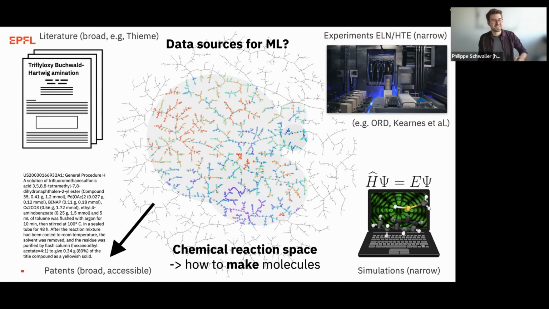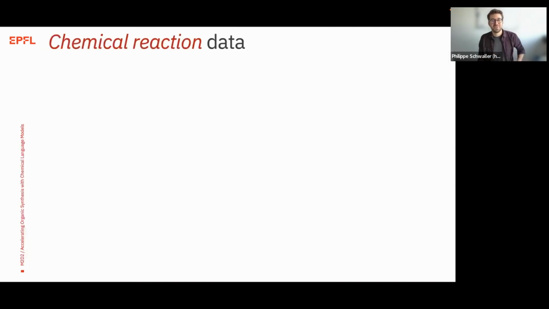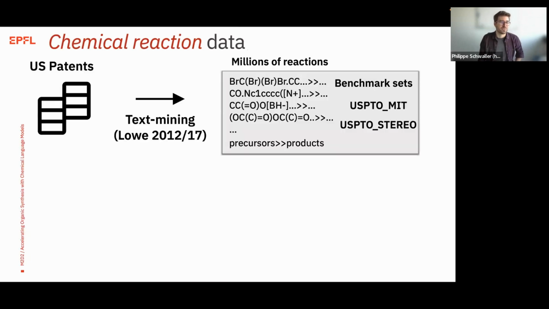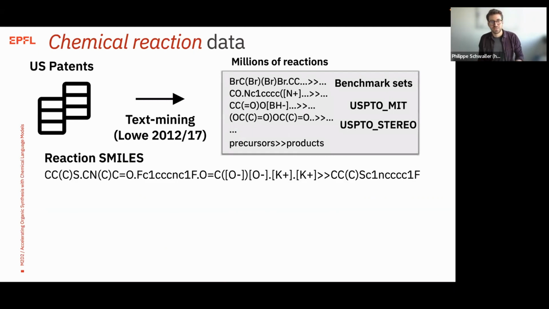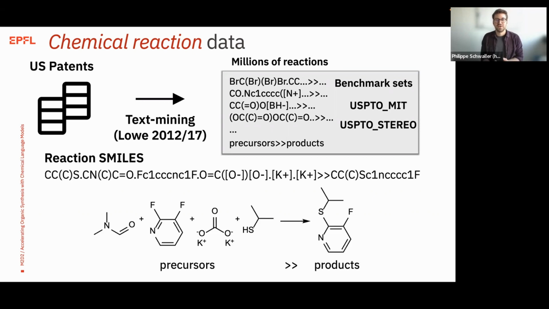In the next few minutes, I will be talking mostly about patent reactions because they are openly accessible, and I'm really thankful to Daniel Lowe and also Roger Sayle. Daniel Lowe text-mined the US patents in his PhD and extracted millions of chemical reactions. One way to represent them is reaction SMILES. SMILES is a line notation from the 80s, and here you see the depiction corresponding to this string.